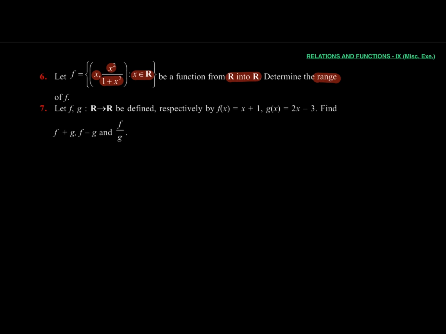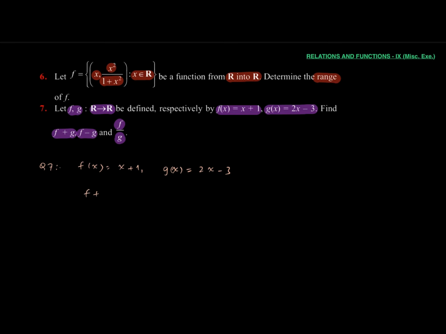Towards question number 7. Question number 7 states, let f, g from R to R be defined respectively by f(x) = x + 1, g(x) = 2x − 3. Find f + g, f − g, and f/g. So this is an easier one. Here we are given f(x) = x + 1 and g(x) = 2x − 3.